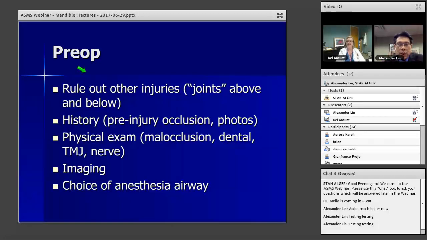And then imaging can get plain films, but these days CT scans are very common in the emergency room, and they really give you much more detail than a plain film. And finally, you have to think about the anesthesia airway, and usually you will need, in an isolated mandible fracture, a nasal intubation so that you can achieve occlusion and match up the wear facets in the operating room.